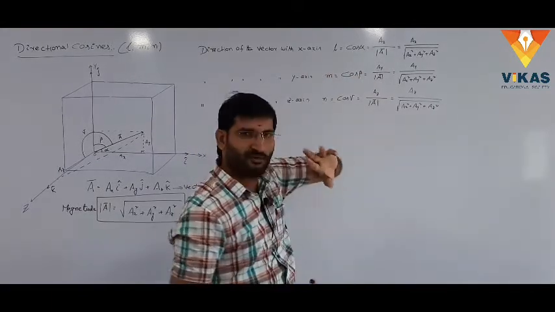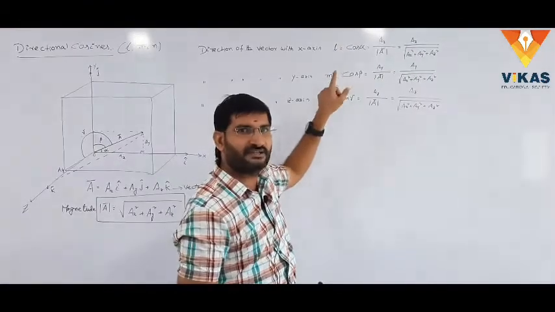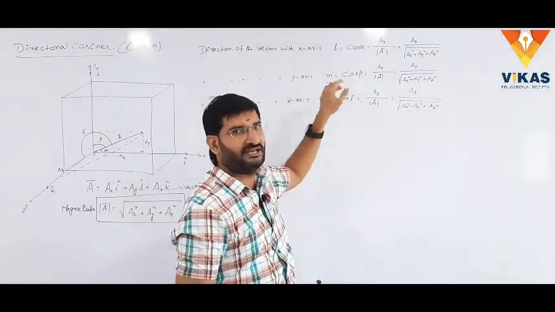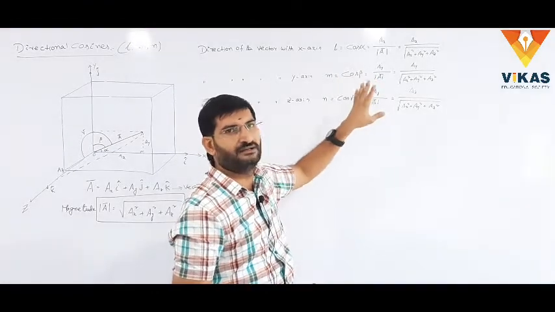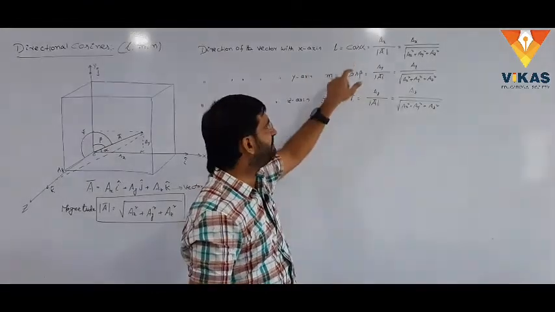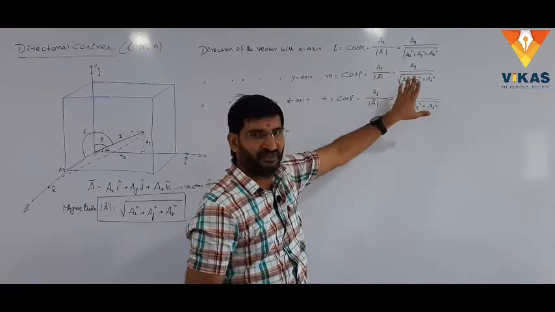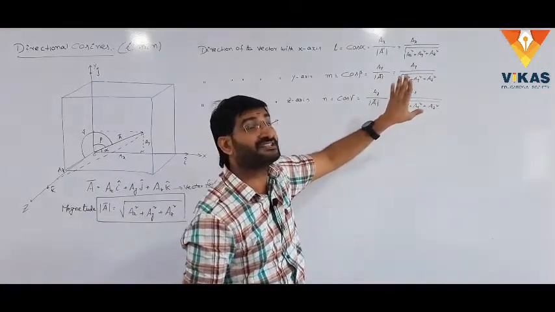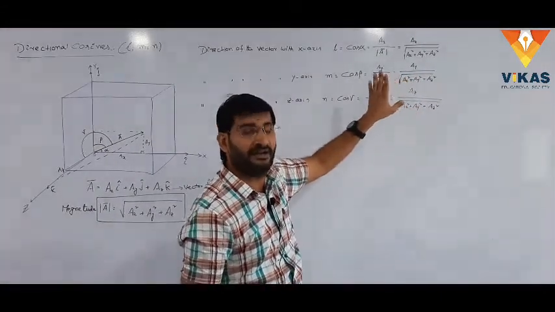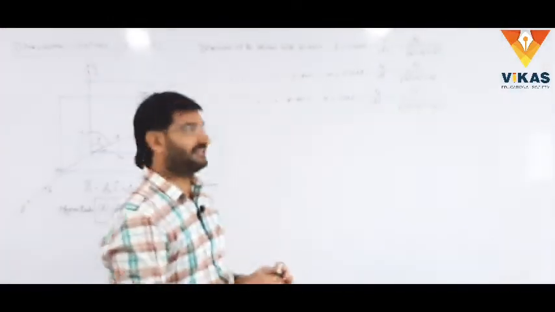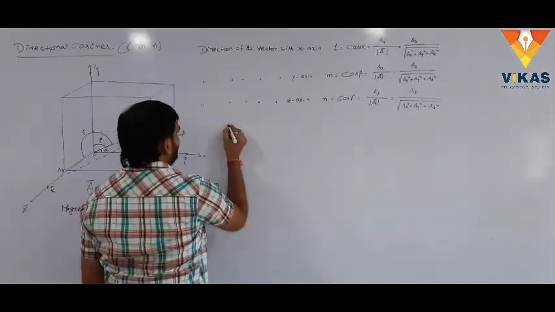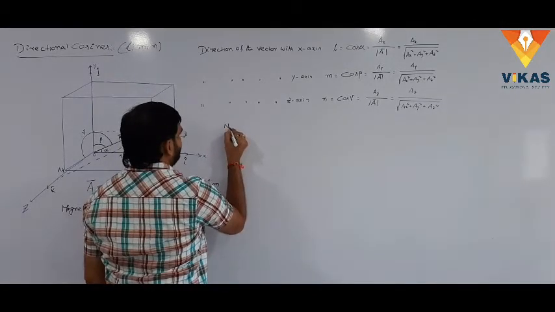Therefore, the three directional cosines are there. One is l, second one is m, third one is n. The l is nothing but cos alpha, m is nothing but cos beta, n is nothing but cos gamma. How to calculate the values of cos alpha, cos beta, cos gamma are given. These are the directional cosines, and find the length of the vector. Note 1.